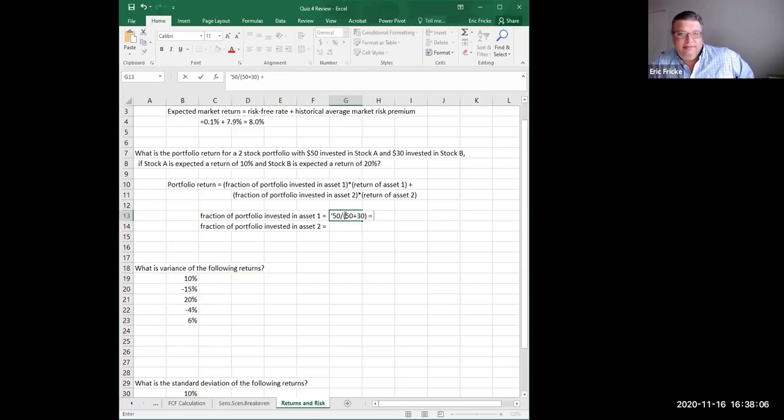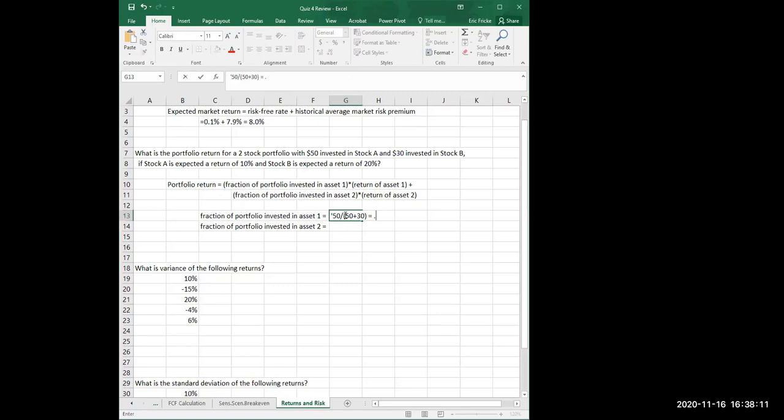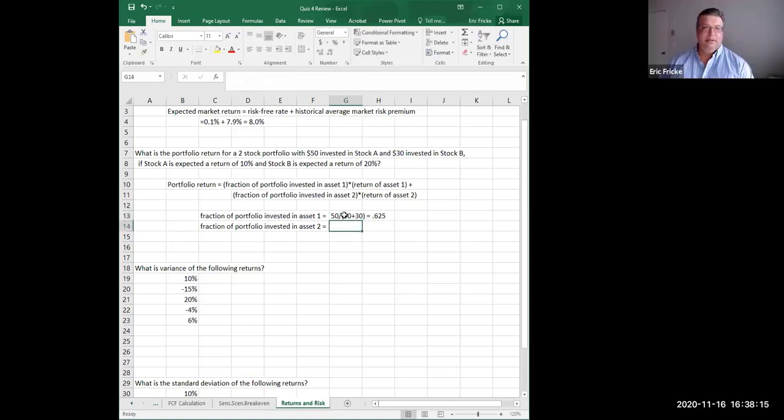And what's 50 divided by 80? Like 6.2 something? 0.625. There we go. And so what does that mean the next one has to be for stock 2? 30 divided by 80.